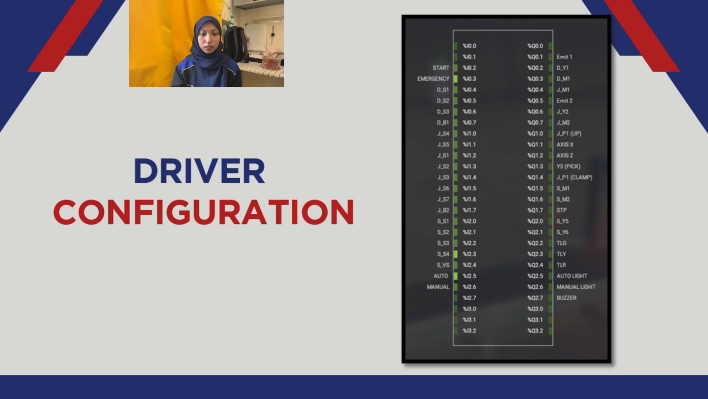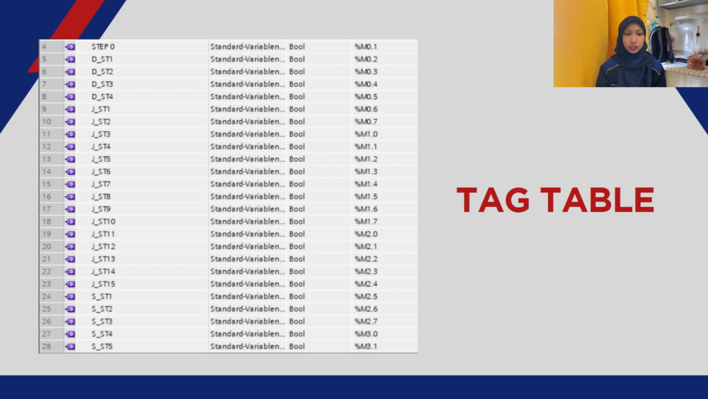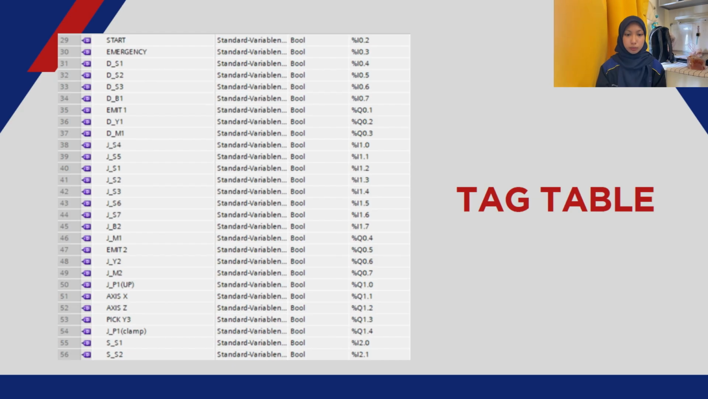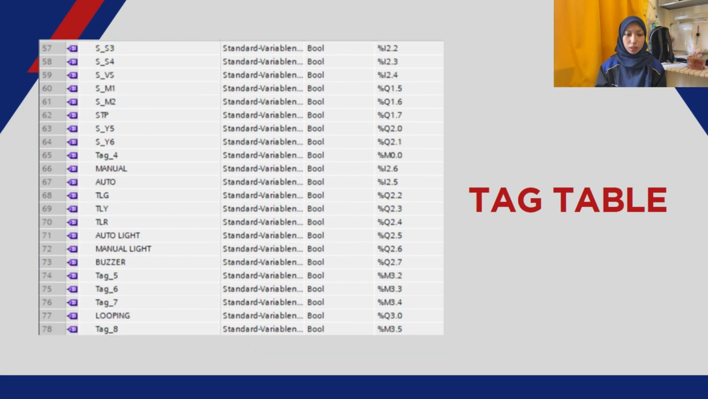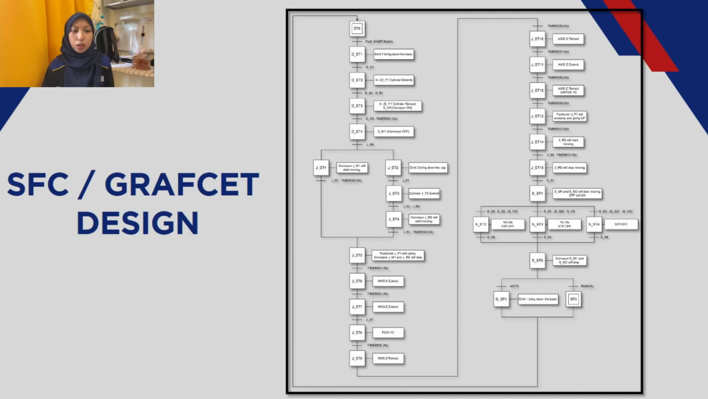Next, this is our driver configuration in our Factory I/O. Next, the tag table. This is our input and output tag table in our TIA Portal. Next, SFC or graph set design. This is our SFC graph set design. The SFC or graph set design shows the step-by-step process flow, sequence of operations, and transition conditions. It helps visualize the automation process clearly.